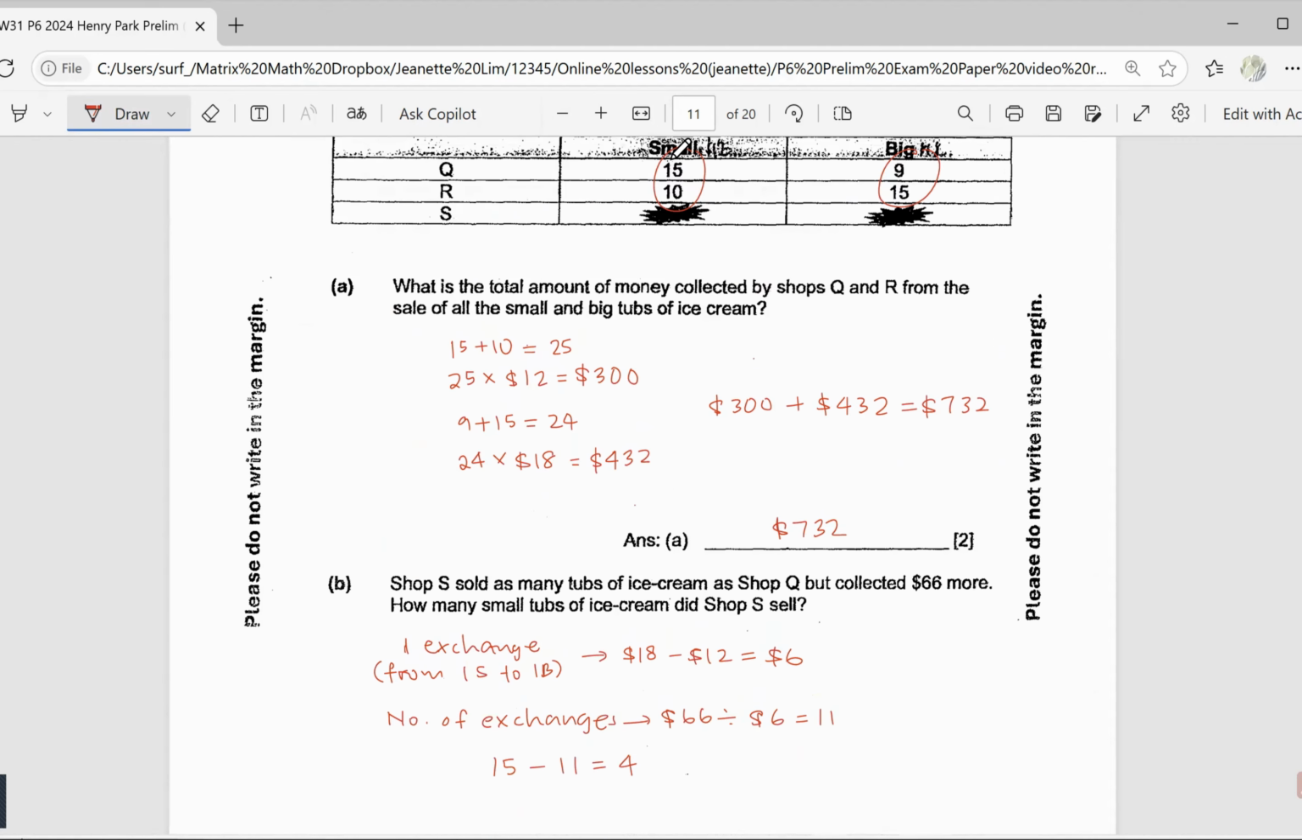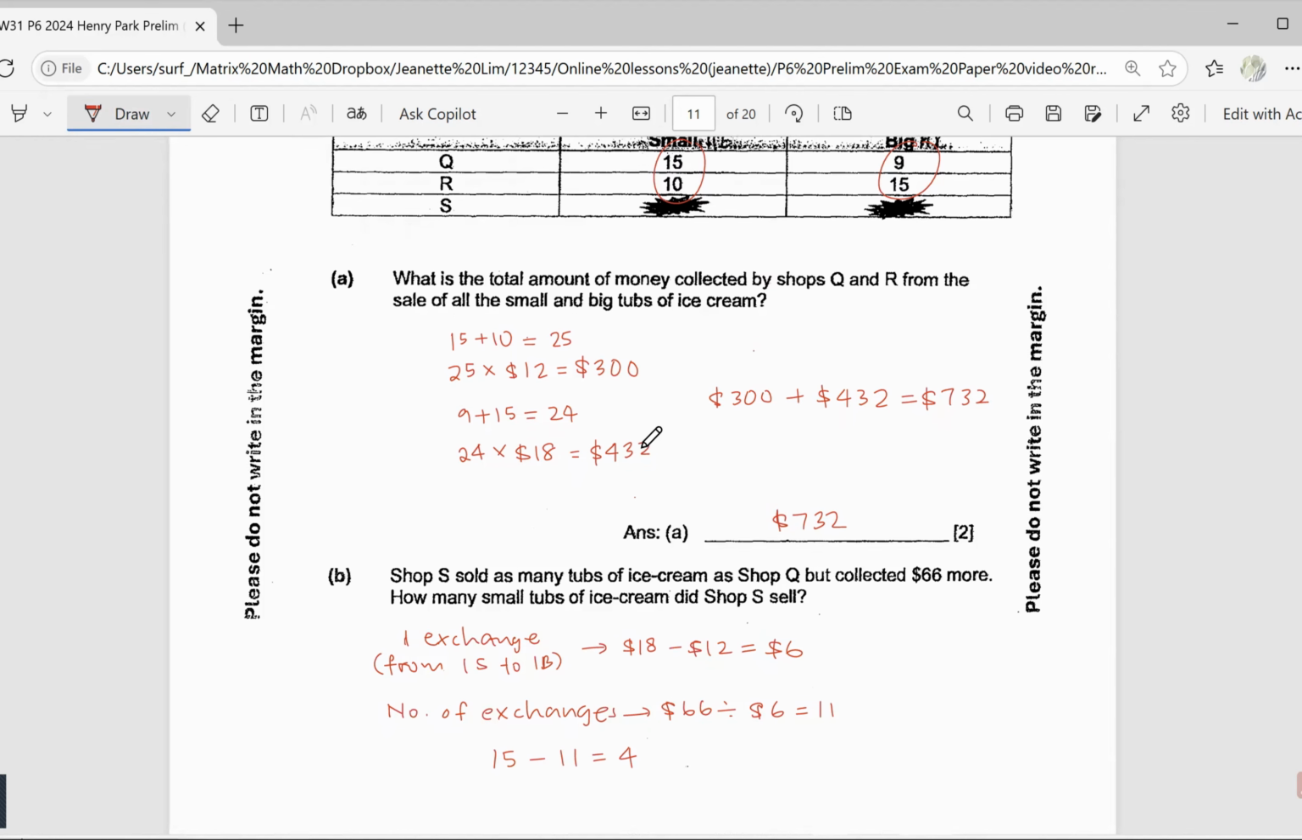So small was 15. Every time you exchange, you increase by $6. You need to increase by 66. So you do it 11 times. That's why the small becomes 11 lesser. Okay, so answer is 4. Okay, next question.